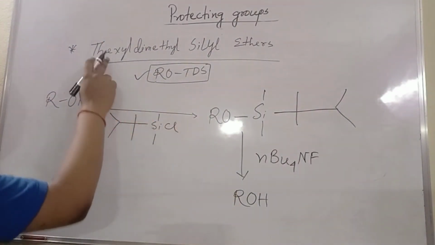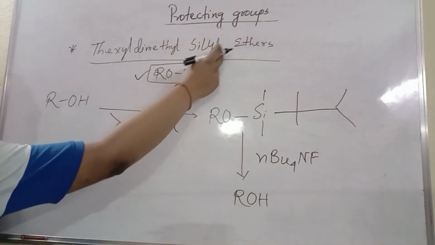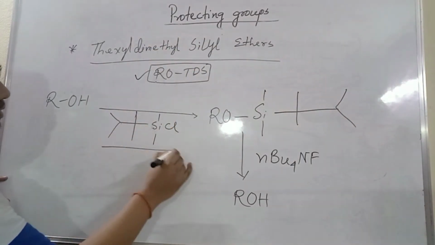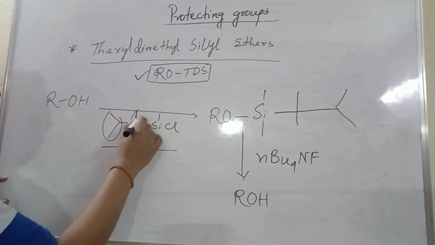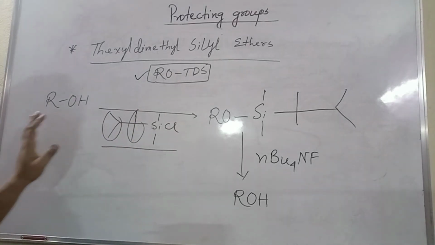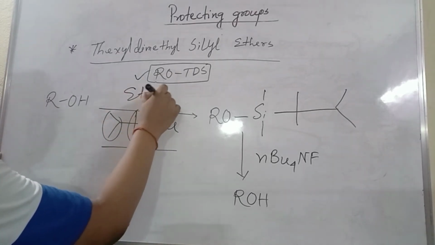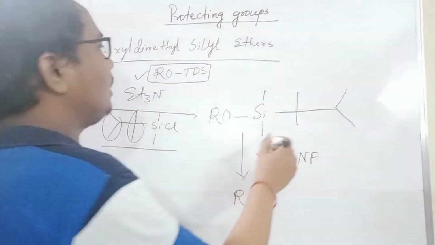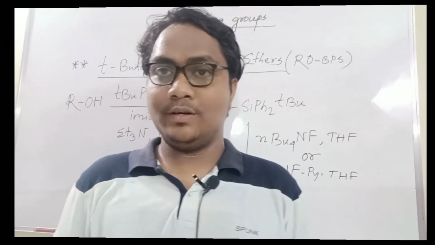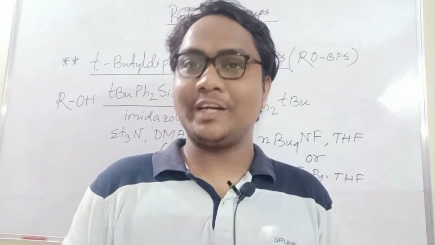The modification is there: thexyl dimethyl silyl ether. This is the group, this carbon, this carbon, and this is silyl dimethyl. If you use the base condition, you will get this one. This is called TDS. Now I will introduce another different OH protecting group.